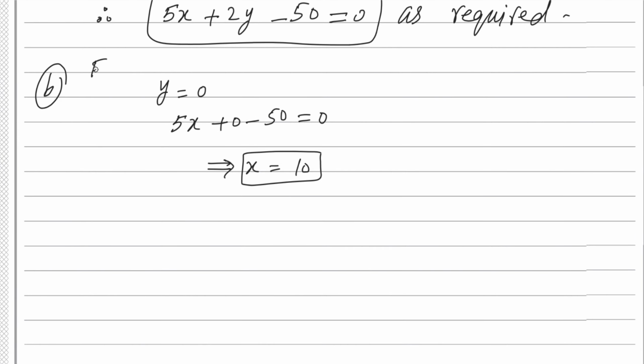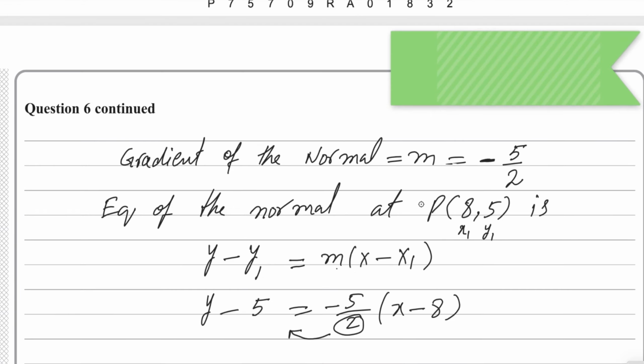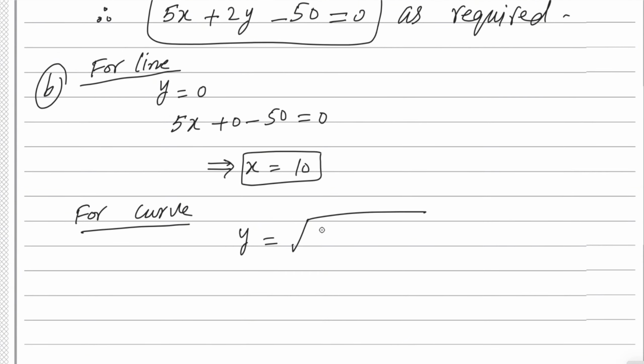This was for the line. Now for the curve. y equals square root of 4x minus 7. To find the x-intercept, you plug in y equals 0. y equals 0 implies that the square root of 4x minus 7 will be equal to 0.